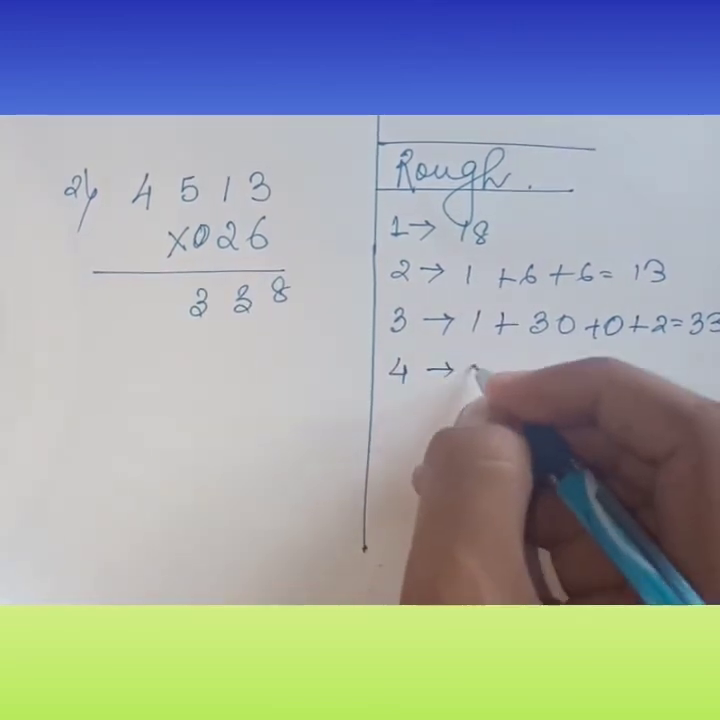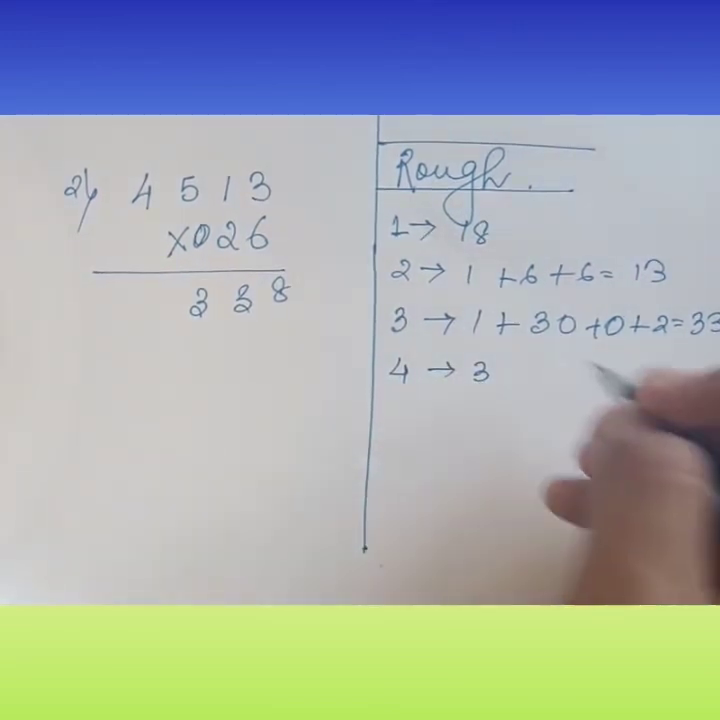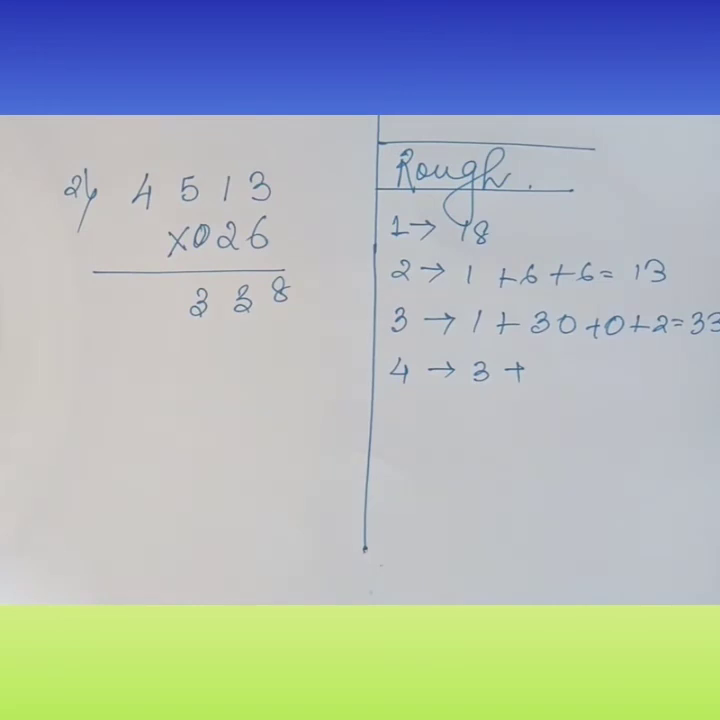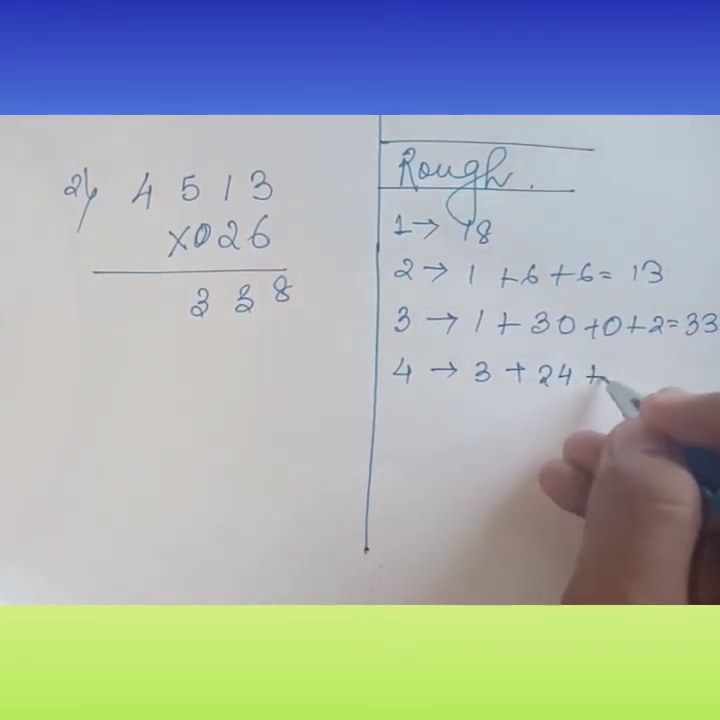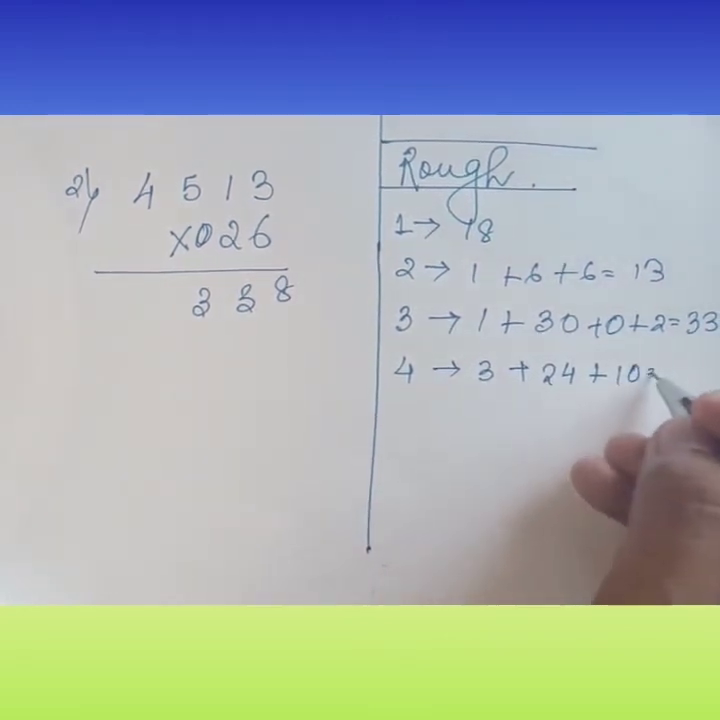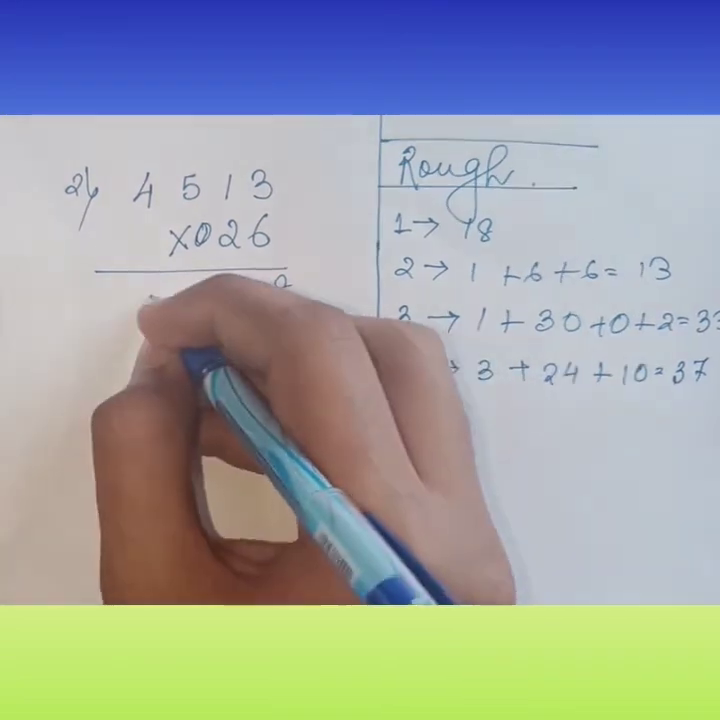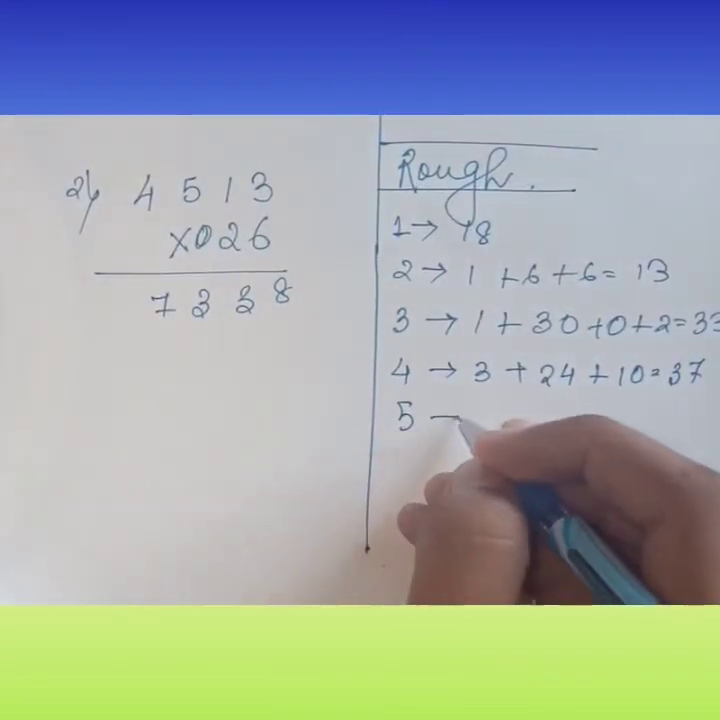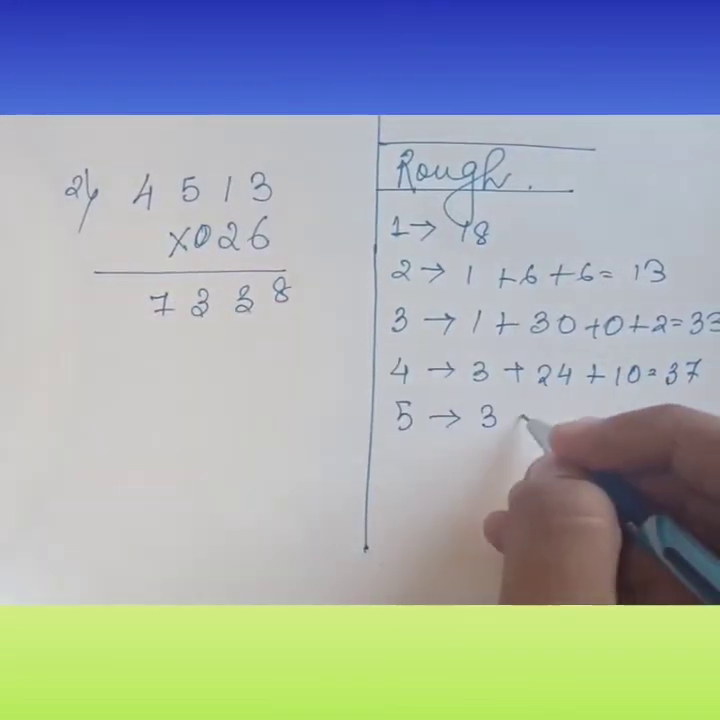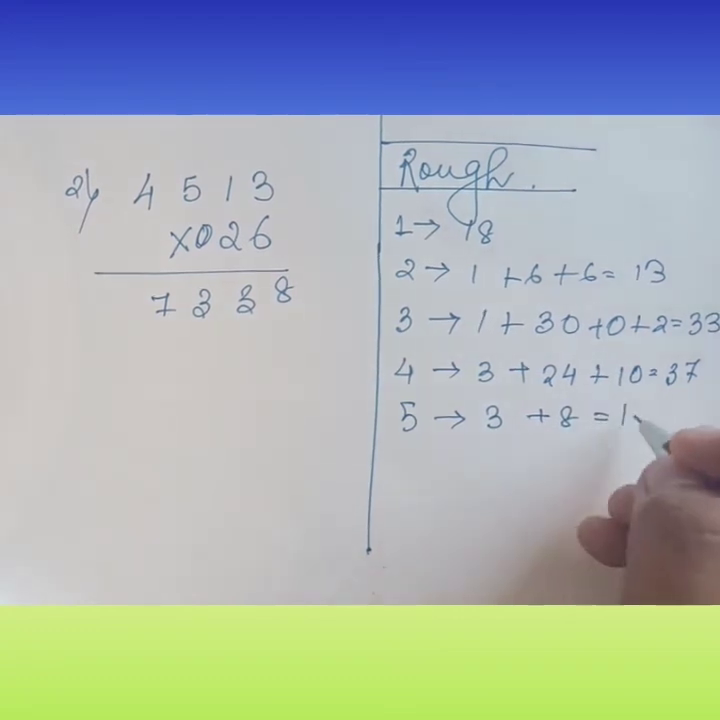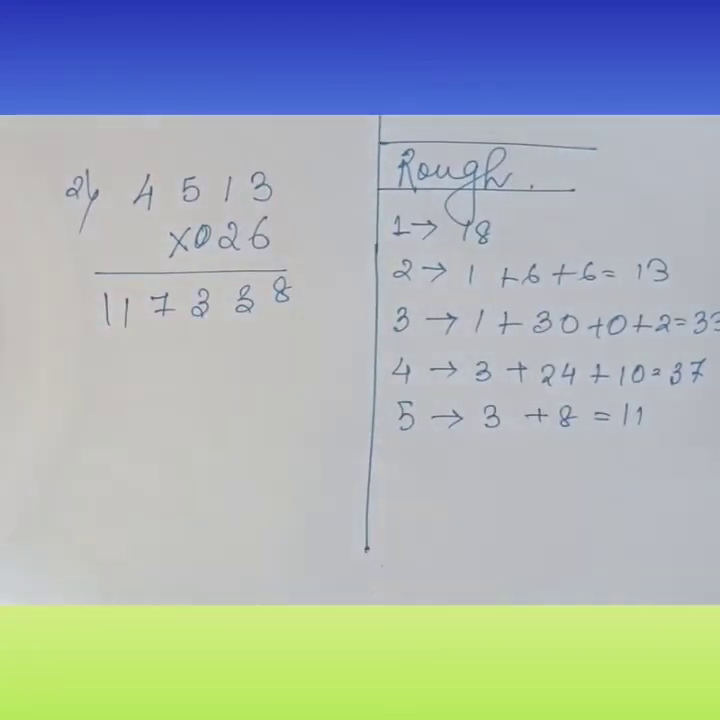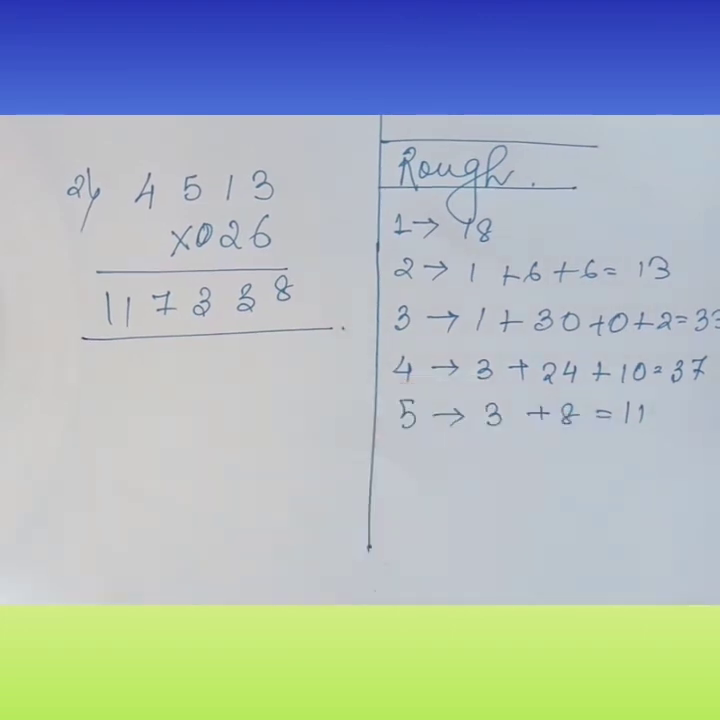In the fourth step 3 is carried, plus what we will do in the fourth step, 4 into 6, 24, plus 5 into 2, 10, which will give you 37. 7, 3 is carried, plus 4 into 2, 8, so it will give 11. So 117338. This is our answer.